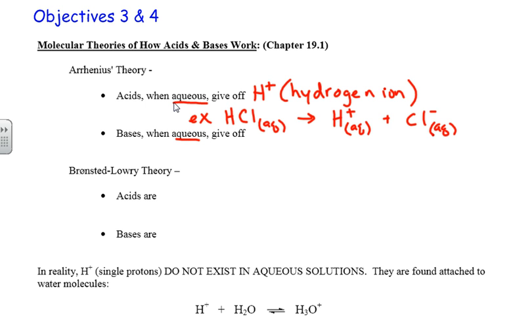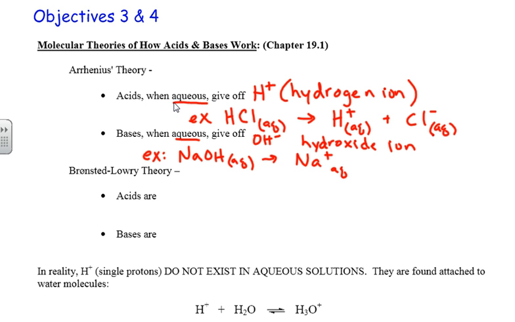Bases, when they are aqueous, will give off the hydroxide ion, which is OH with a -1 charge. It's called the hydroxide ion, but you should know that already, as the only negative ion. So bases will give off hydroxide as the only negative ion. So the example here, if we had sodium hydroxide and it were aqueous, meaning dissolved in water, it would dissociate, it would ionize and separate into the positive sodium ion, which would be aqueous, and the hydroxide ion, which would also be aqueous.